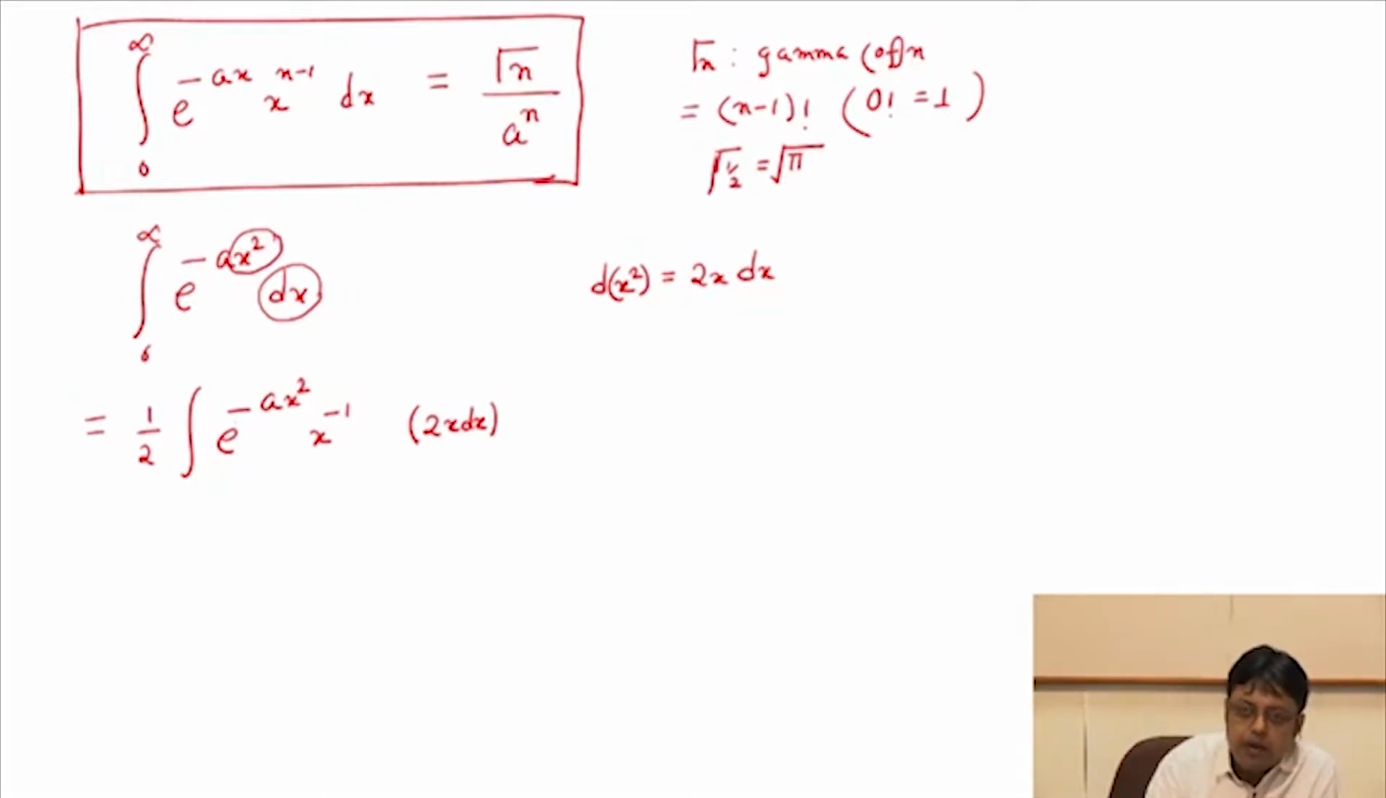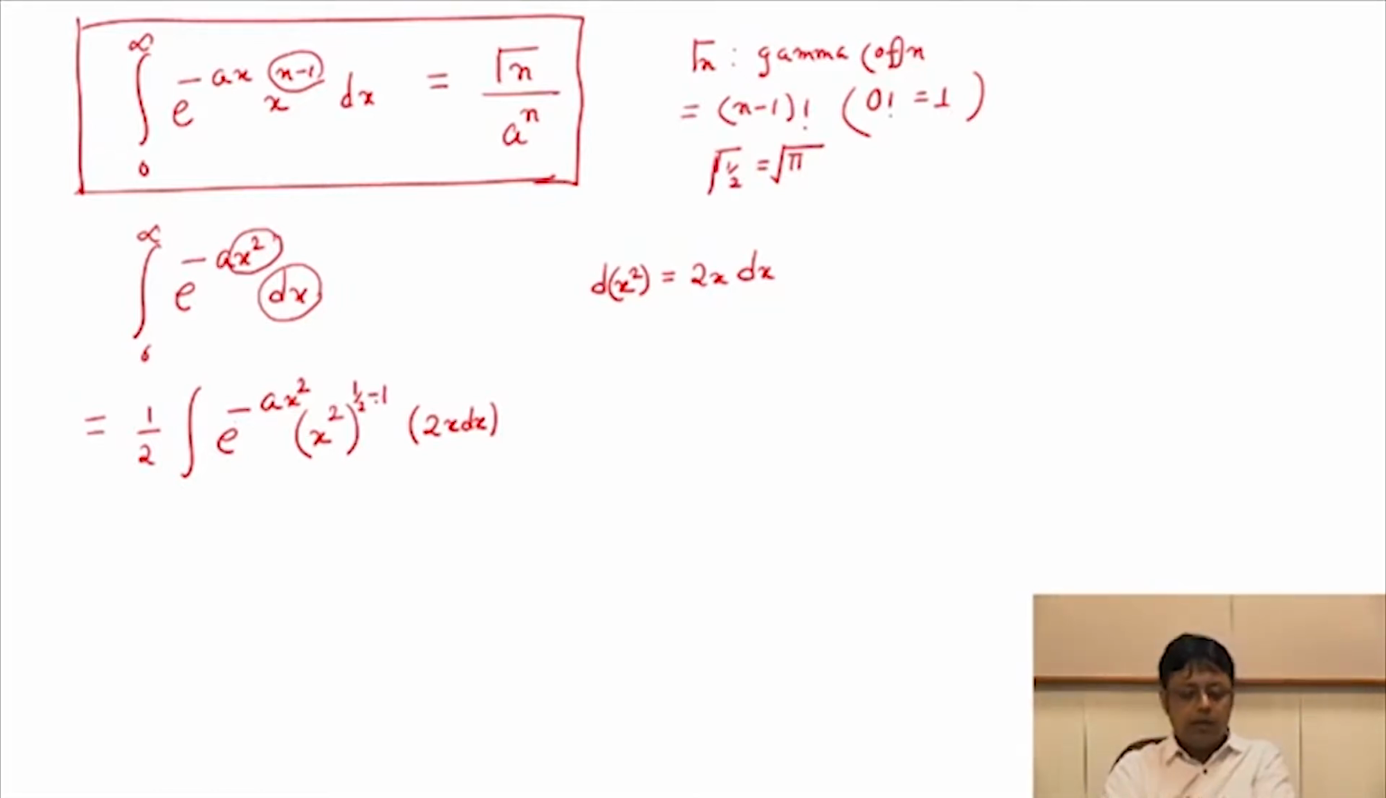So x to the power minus 1. Now I have to write everything in terms of x square, because x square is now the variable. So instead of x to the power minus 1, I can write it as x square to the power minus half. But instead of writing minus half, I'll write it as n minus 1, because in the gamma function formula it is n minus 1. So minus half is nothing but half minus 1.